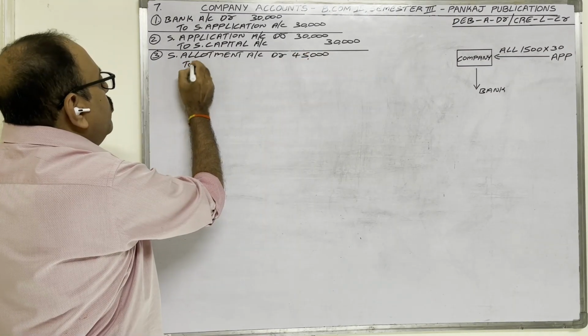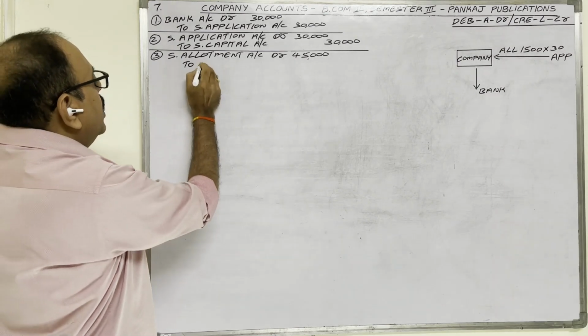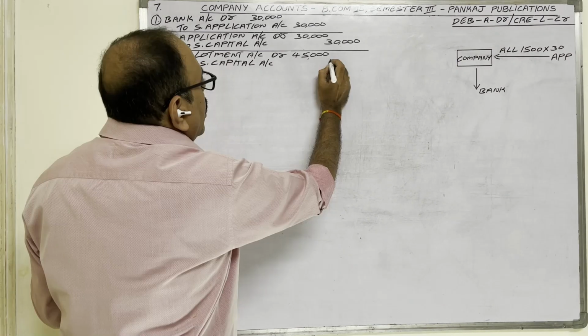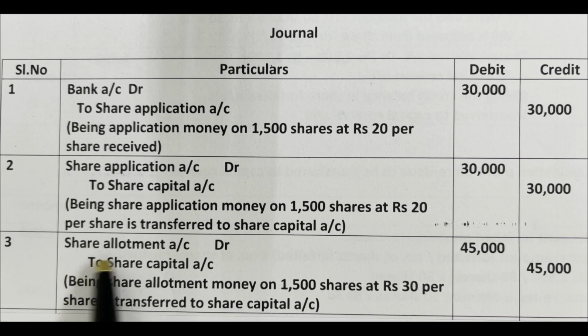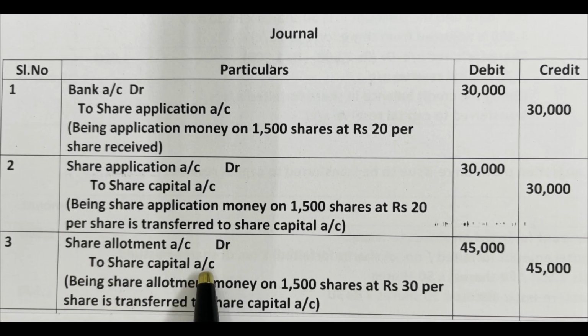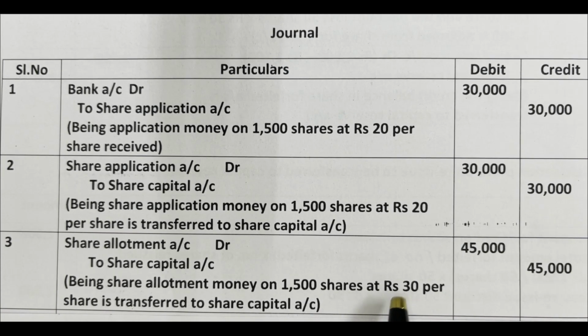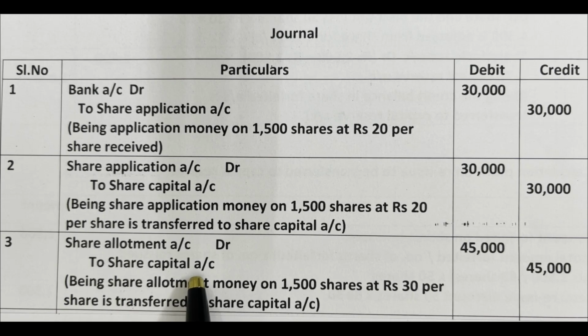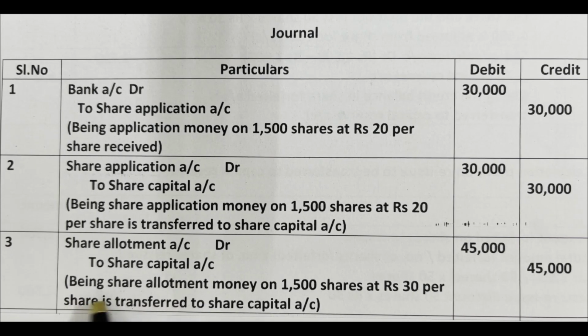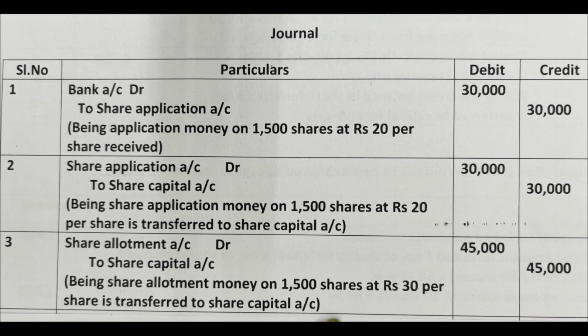To capital account we want to transfer now. Therefore, credit share capital account. Amount same. Third entry, share allotment account to share capital account. On 1500 shares at the rate of 30 rupees each, allotment money should come. That amount we are transferring to share capital. Mention that as a narration. Being share allotment money on 1500 shares at 30 rupees per share is transferred to share capital account.